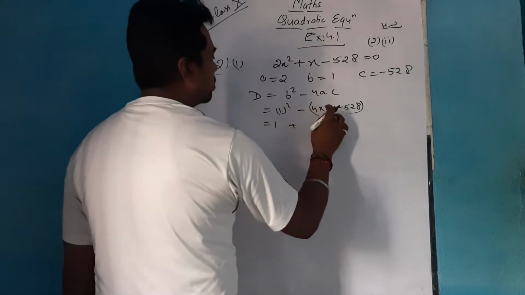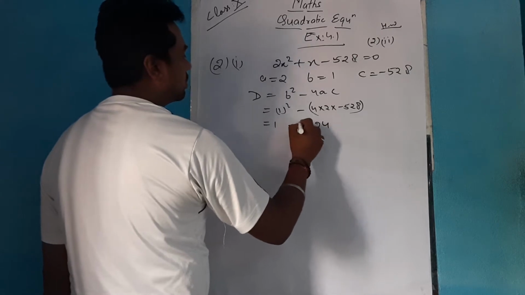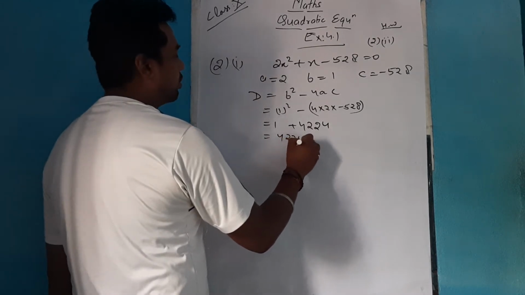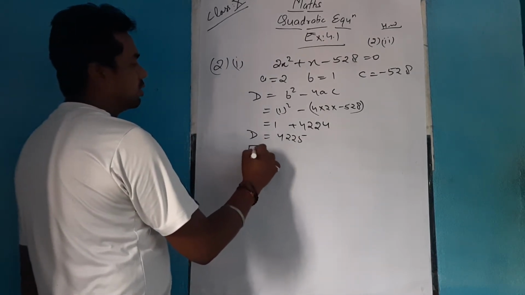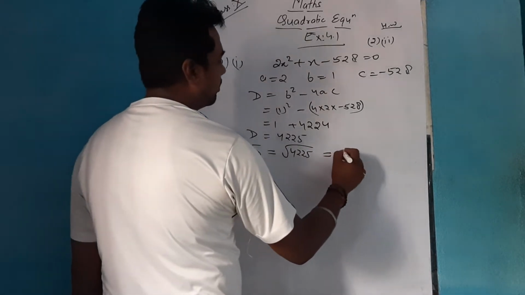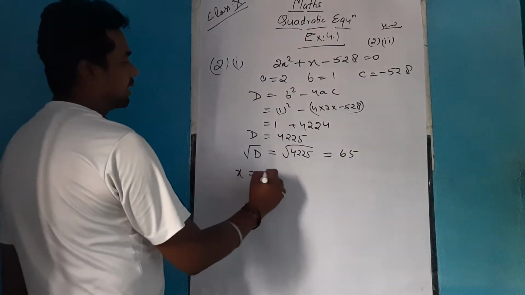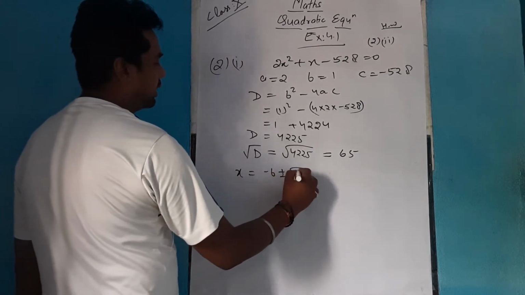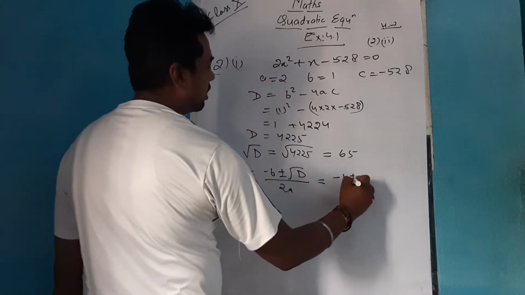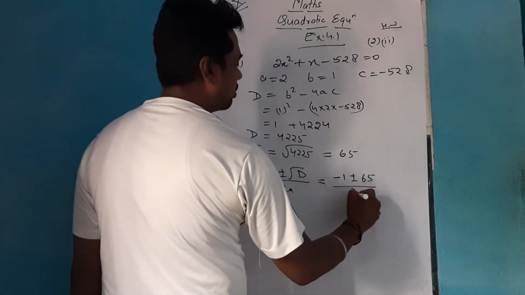That becomes 1 plus 4224, that is 4225. That is the value of D, so square root of D will be square root of 4225, and the value of the same is 65. So we get the value of D. Now x is given as minus b plus minus under root D by 2a. So minus b means minus 1, plus minus under root D means 65, by 2a means 2 into 2.